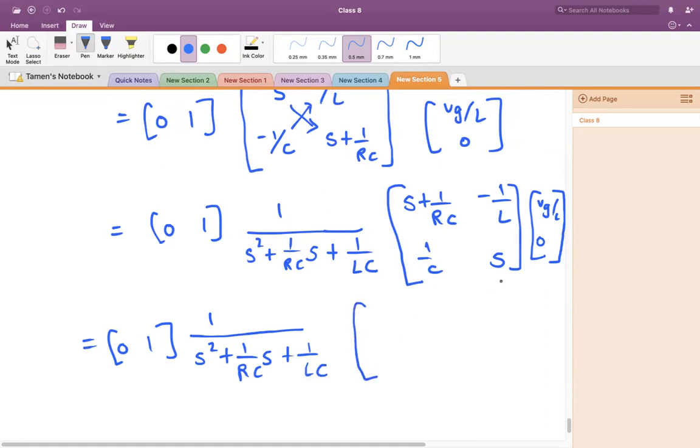It is a 2 by 2 matrix. It is 2 by 1. We'll get a 2 by 1 matrix. S plus 1 by RC into VG by L. This into this 0. Again this, VG upon LC.